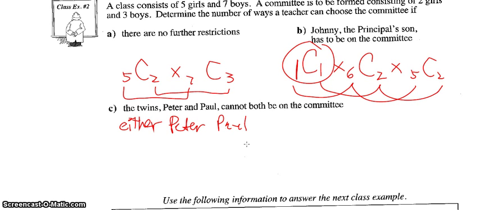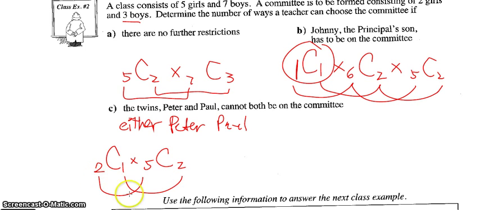Okay, so out of the 2 boys, Peter and Paul, you can only choose one of them, right? Either one. Out of the 2 boys, Peter and Paul, choose one, and then the remaining 5 boys, the total 7 boys. Remaining 5 boys, you choose 2, right? Because you want 3 boys at the end. All right.